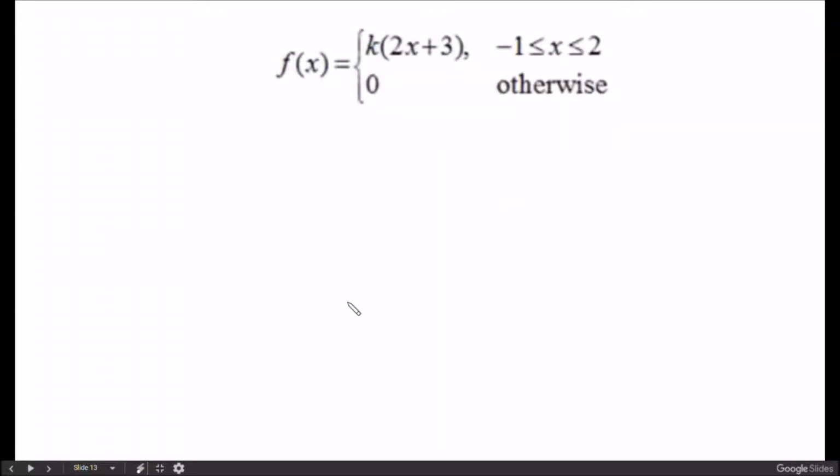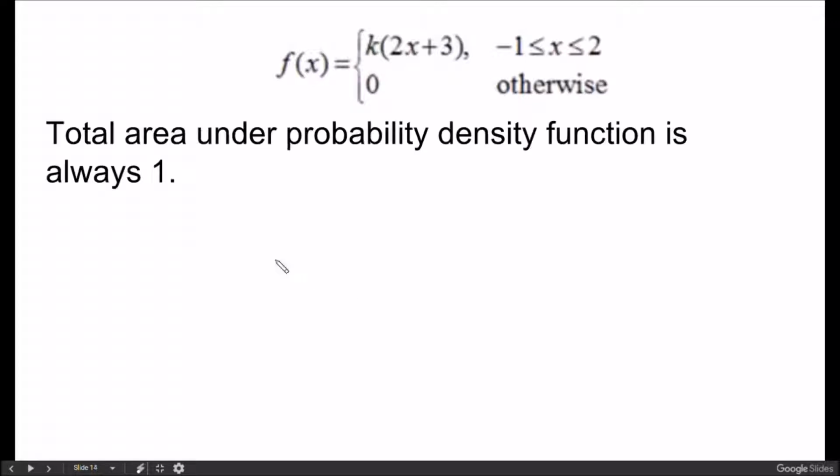To solve this problem, we're going to have to revert back to one of the fundamental properties of probability density functions, and that is that the total area under the probability density function is always 1. So that means if we take the integral of this function over this interval, it's going to be equal to 1. So let's set that up. We've got the integral from -1 to 2 of the function is going to be equal to 1.